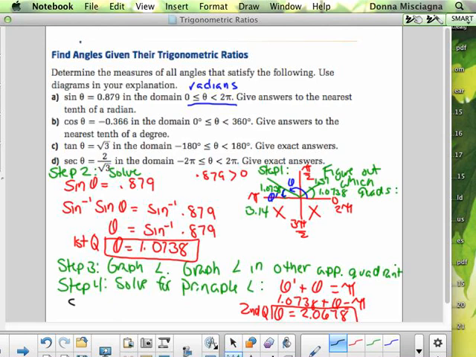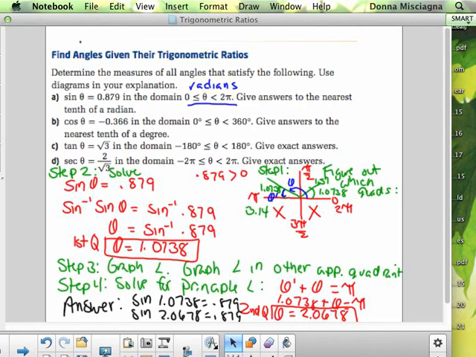So our final answer is, so sine of 1.0738 equals 0.879, and so does sine of 2.0678. That also equals 0.879, rounded to 3 decimal places. Right? And this is a good place to stop for this video. And then I'm going to do the next problem on the next video.